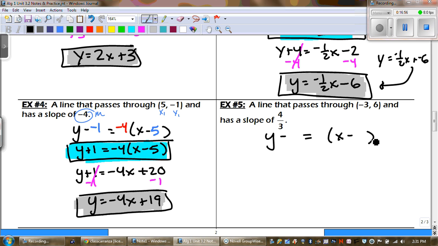Why don't you guys try number 5? See if you can get the point slope form all by yourself, and then we'll go through and solve it together. Good luck.